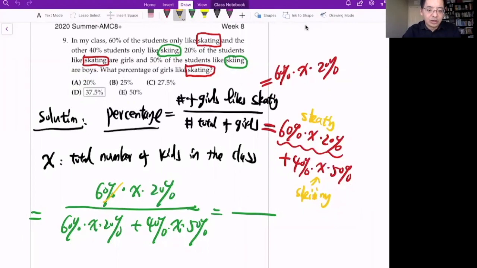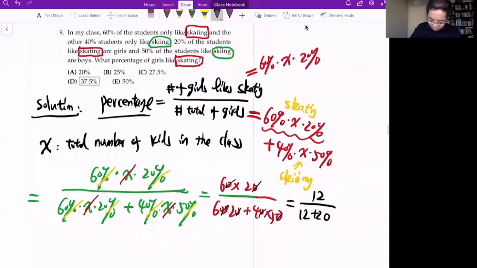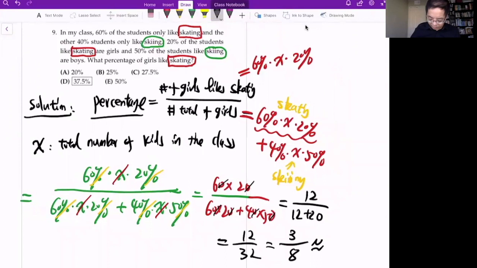Now we can simplify this. We can do some cancellation. We can cancel the percentage signs, and we can also cancel the X. What is left is 60 times 20 divided by 60 times 20 plus 40 times 50. We can also cancel the zeros, which is 100, from the top and from the bottom. So what's left is 12 over 12 plus 20, which is 12 over 32. Divided by 4, that's 3 over 8. Now we change this to a percentage, and you can calculate that it is 37.5%.